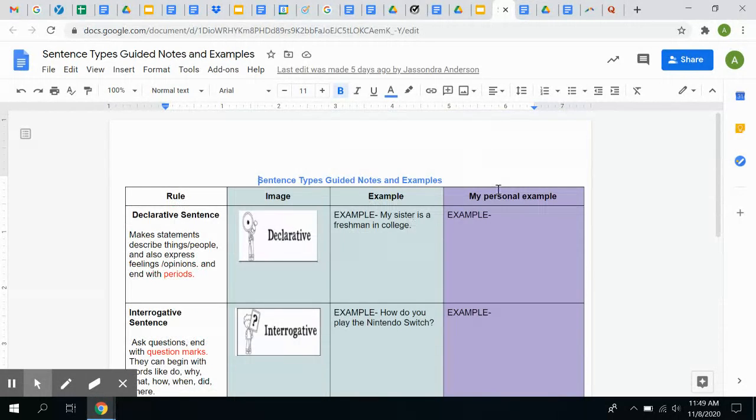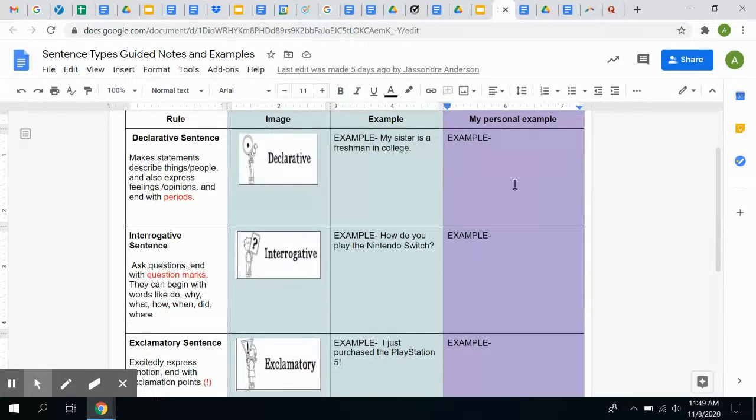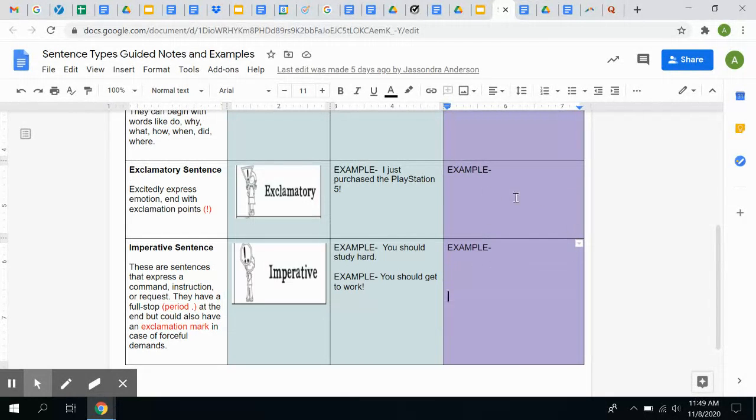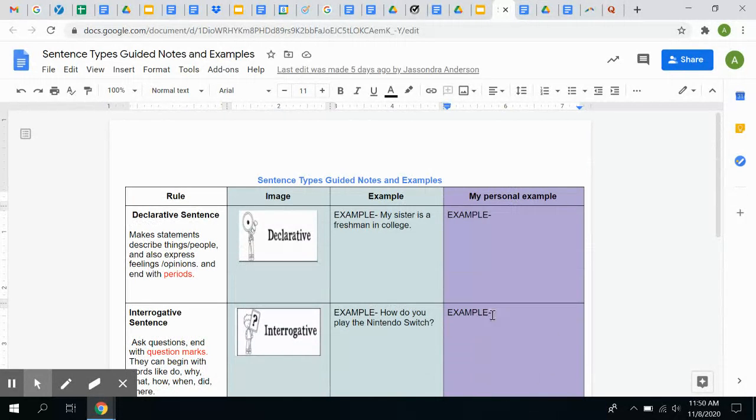And so for all these examples here, remember to fill out your own examples in the purple column of each type of sentence. Put an imperative sentence here where you're telling somebody what to do. Put an exclamatory sentence here where you're saying something excitedly. Put an interrogative sentence right here where you ask a question. And then put in a declarative sentence that tells us the state of something. It makes a statement that describes things or people and also expresses feelings and opinions.